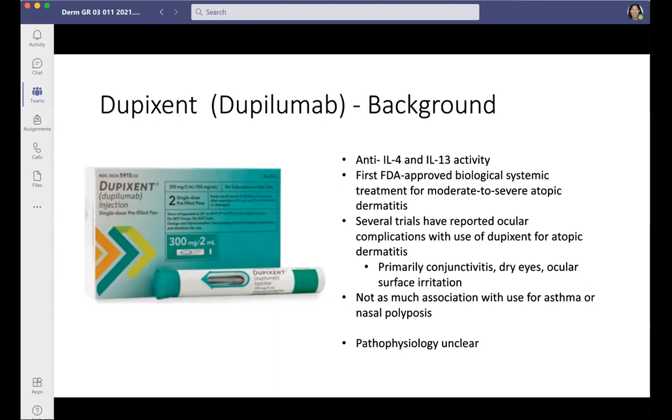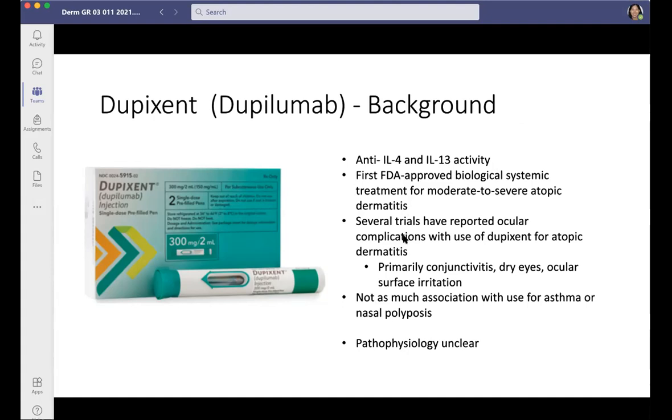It has anti-IL-4 and IL-13 activities, but something that came up during the clinical trials for this medication was that patients with Dupixent as their treatment were having higher rates of ocular complications than those on the placebo arms. This primarily consisted of conjunctivitis and dry eyes, as well as ocular surface irritation. But interestingly, there was not much association with an increased rate of ocular complications among those getting Dupixent for other indications such as asthma or nasal polyposis.